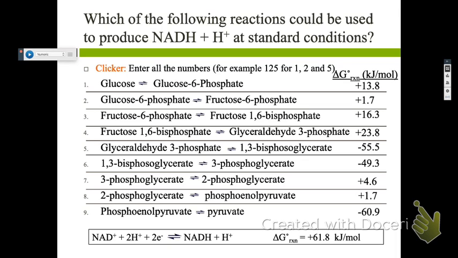Do you guys recognize these reactions? Please tell me you recognize what they're related to. Glycolysis. All right. So these are all the glycolysis reactions, and we know that it does generate NADH and H plus. So what's going on? What are we missing? This does happen. It does happen from some of these steps here.